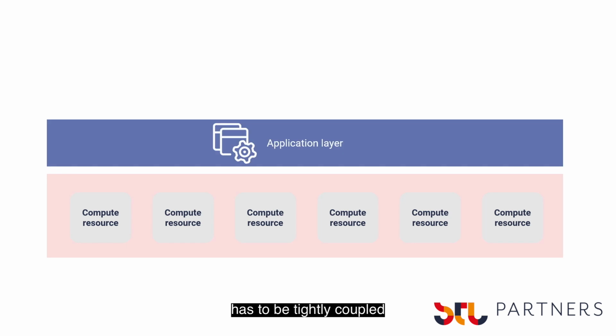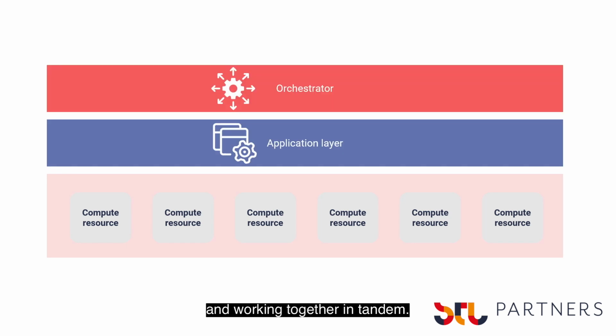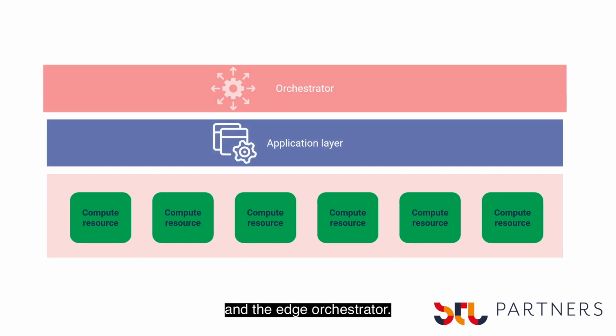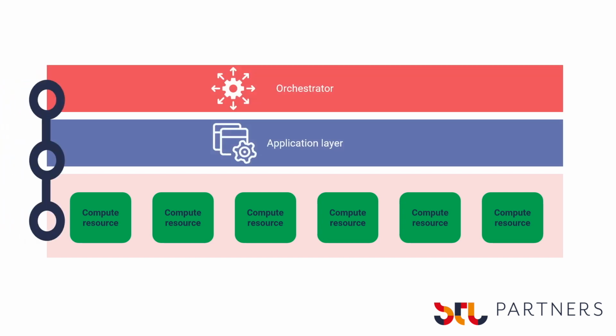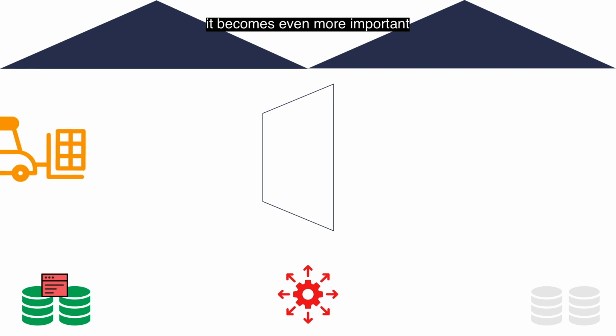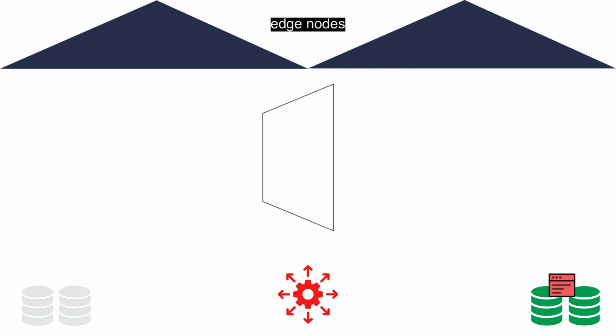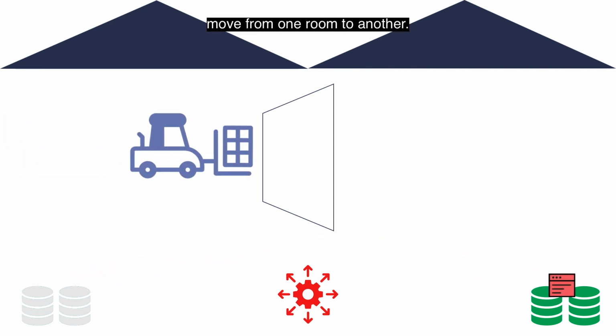For this to work, every part of the stack has to be tightly coupled and working together in tandem. This includes the compute resources, the application layer, and the edge orchestrator. In larger environments, it becomes even more important to orchestrate workloads, and it's the job of the orchestrator to move compute to the most appropriate edge nodes as the AGVs move from one room to another.